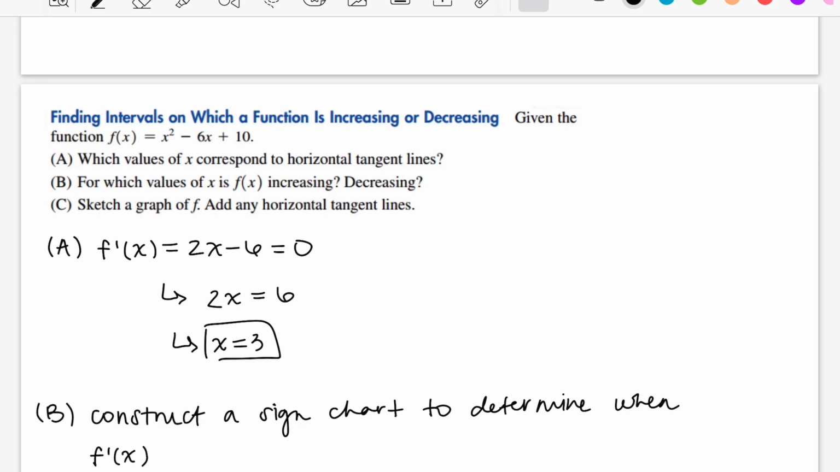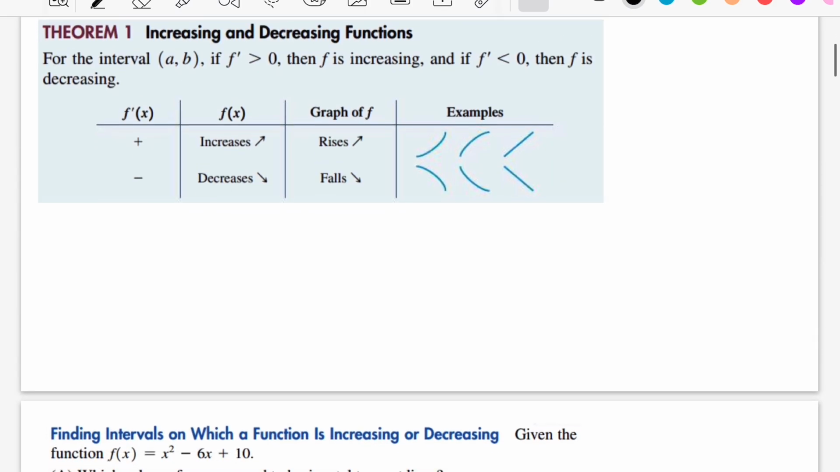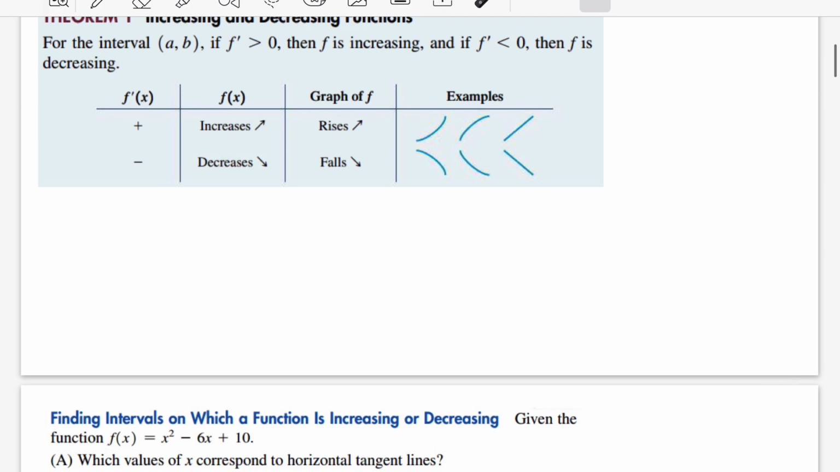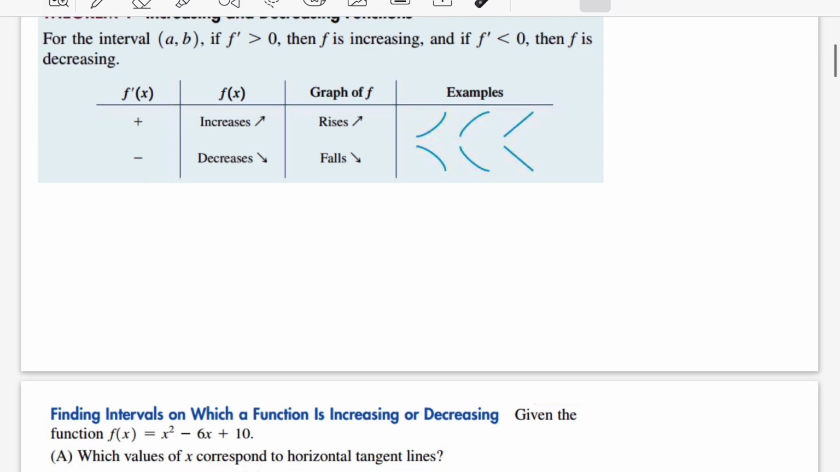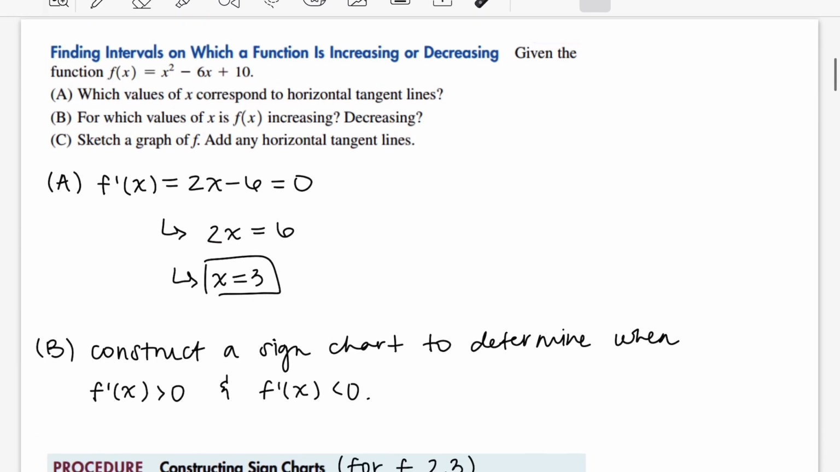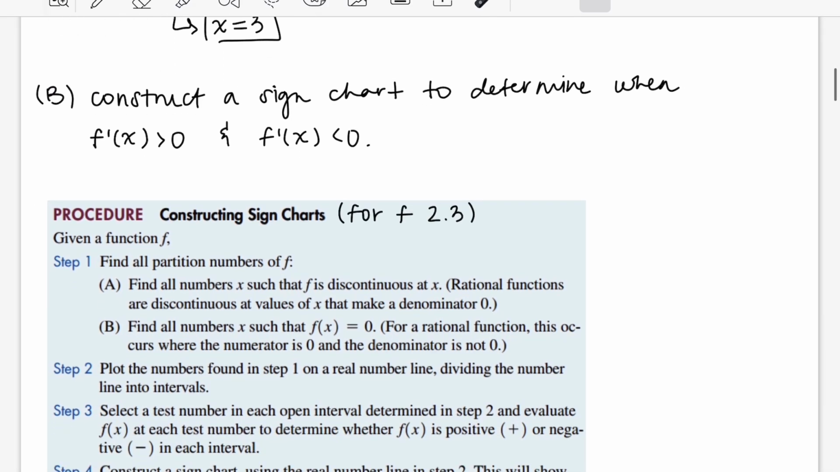So when our derivative is positive and when it's negative, because we know by theorem 1 up here, that'll tell us when our function is increasing or decreasing. Now, I pasted this procedure in the notes just for a little reminder of the process for constructing sign charts. So this is from section 2.3, but in this case, we are looking at our derivative of f.